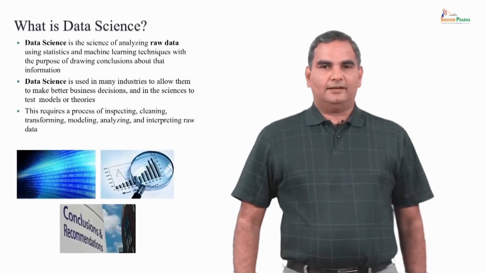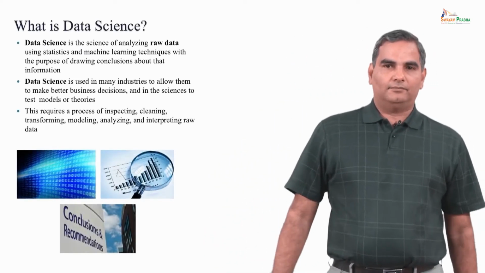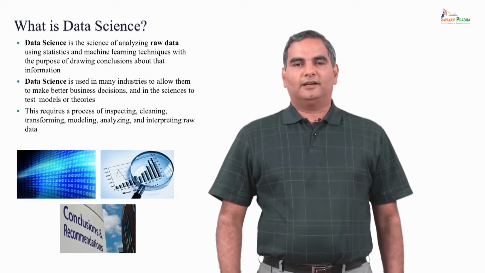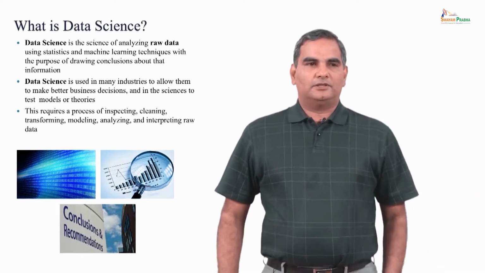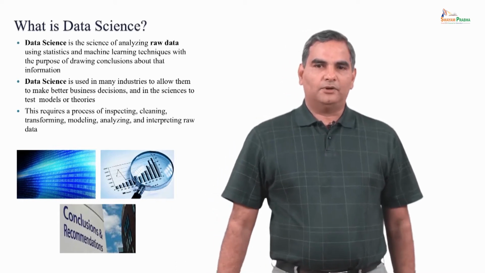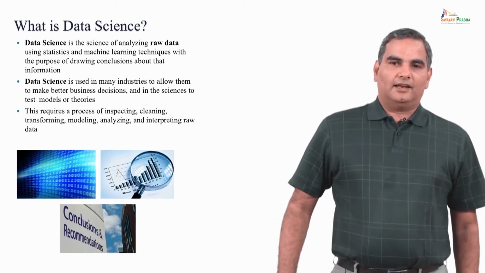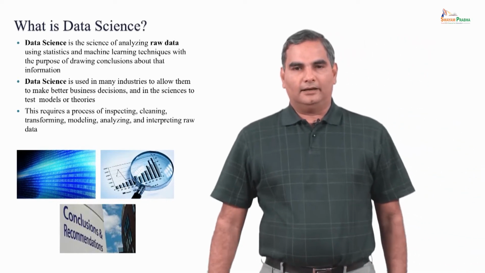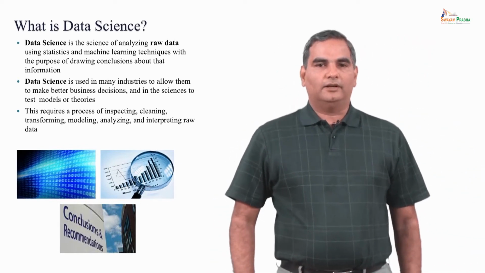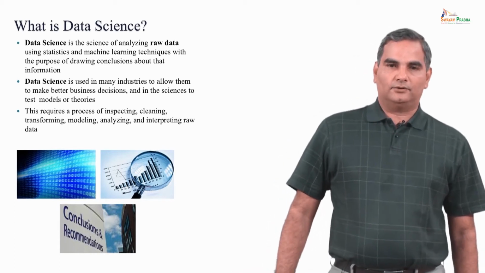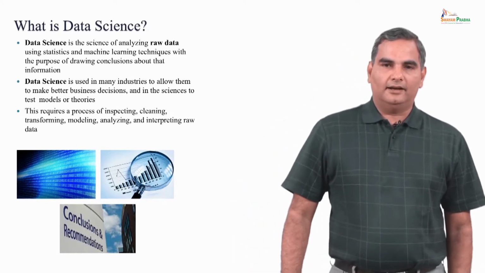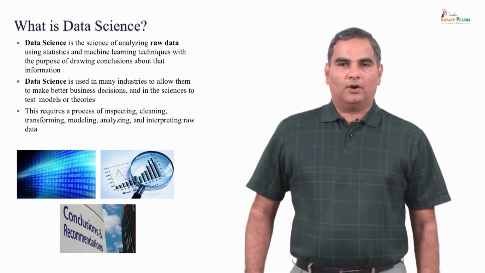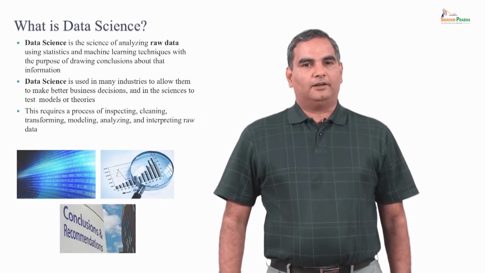Let me start by saying what data science is. Data science is a science of analyzing raw data using statistics and machine learning techniques so that you can get information out of this data. Why is there so much interest in data science? The interest is mainly because industries can make better decisions and data science is useful in a variety of application scenarios. However, doing data science requires the process of inspecting data, cleaning data, transforming, modeling, analyzing, and interpreting raw data.